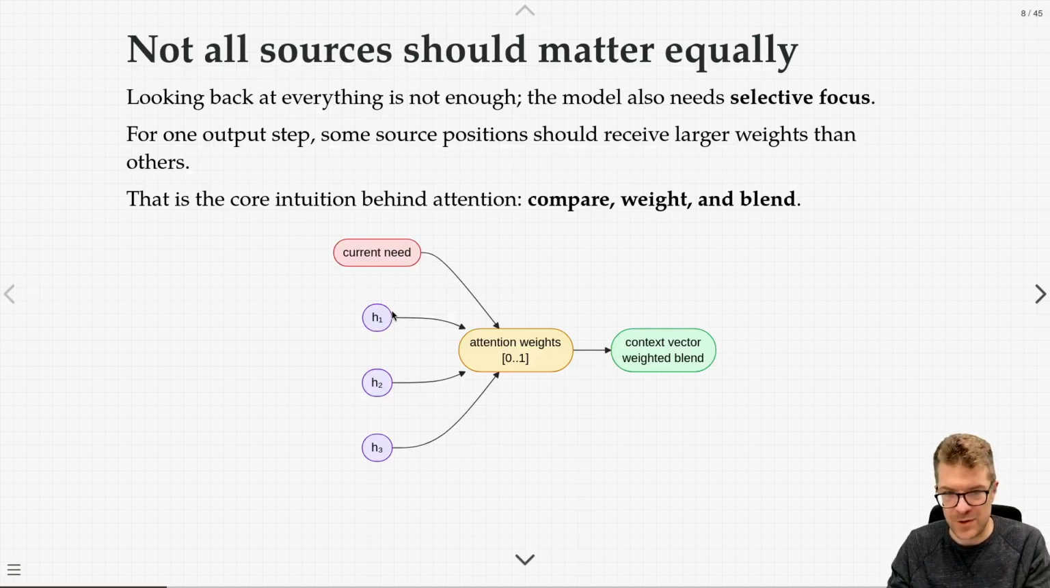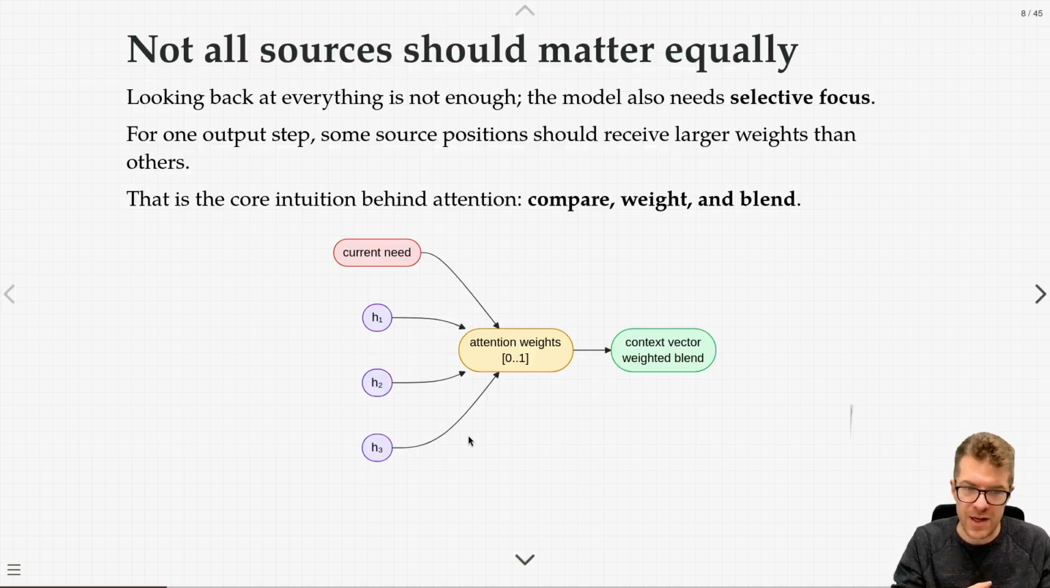There's some information that's useful in either positions 1, 2, or 3. I'm going to weight each of these positions, 1, 2, and 3. Maybe 1 is not very important to my current need. Maybe 2 is very important, and maybe 3 is not that important either. So I'm going to weight each of these 3 input positions, and then I'll blend them together, right?